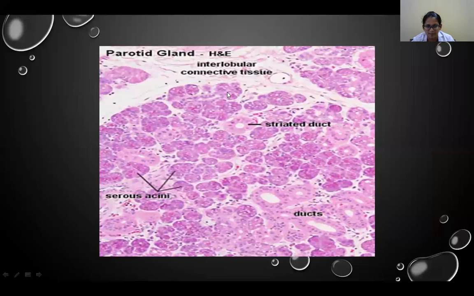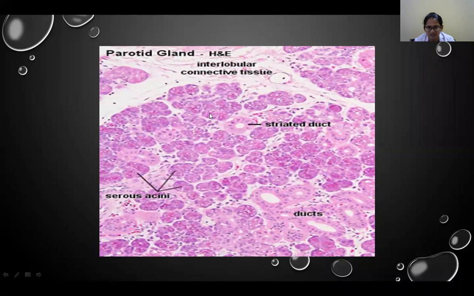Here the main histological feature in the parotid gland is that mostly you are going to see serous glands. These are all serous acinar cells. In the serous acinar cells, you see a dominant nucleus, placed subcentrally. The zymogen granules are present at the apical part of the cell. The lumen is very small here. All these cells are serous acinar cells. This is a striated duct.